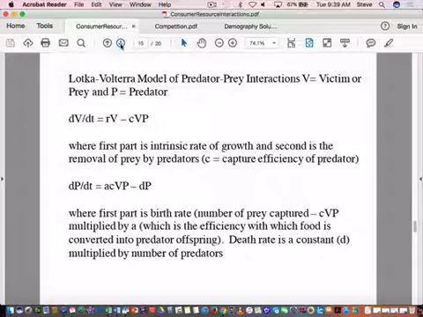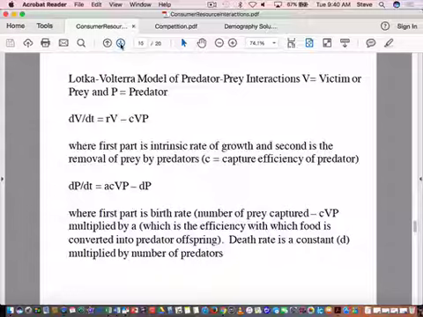The positive component, again, is a function of both the predator numbers and the prey numbers. And A and C, you've seen C is the capture efficiency. So obviously if a predator is efficient at capturing prey, that's going to translate into more predator offspring and population growth, right? The other component here, and you don't have to worry too much about it, is the birth rate: the number of prey captured, C times VP, multiplied by A, which is the efficiency with which food is converted into predator offspring. Again, there are multiple things that influence this.